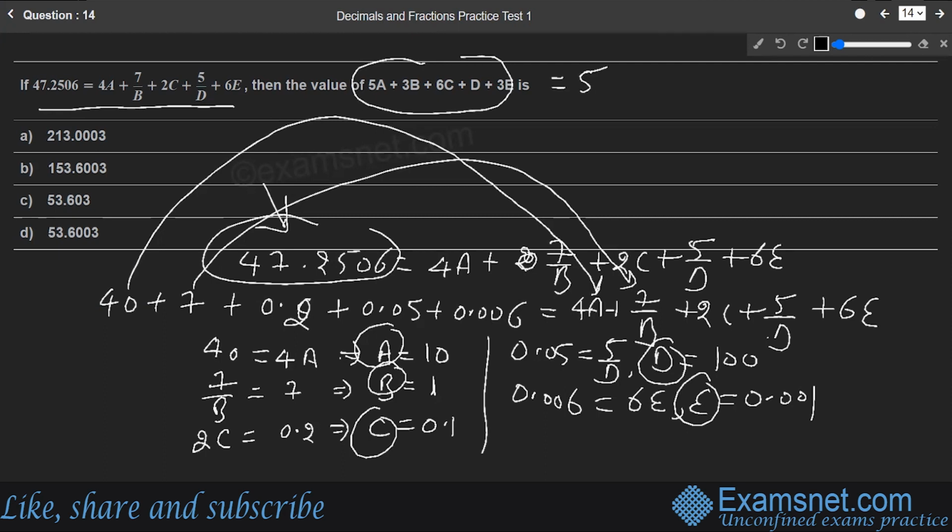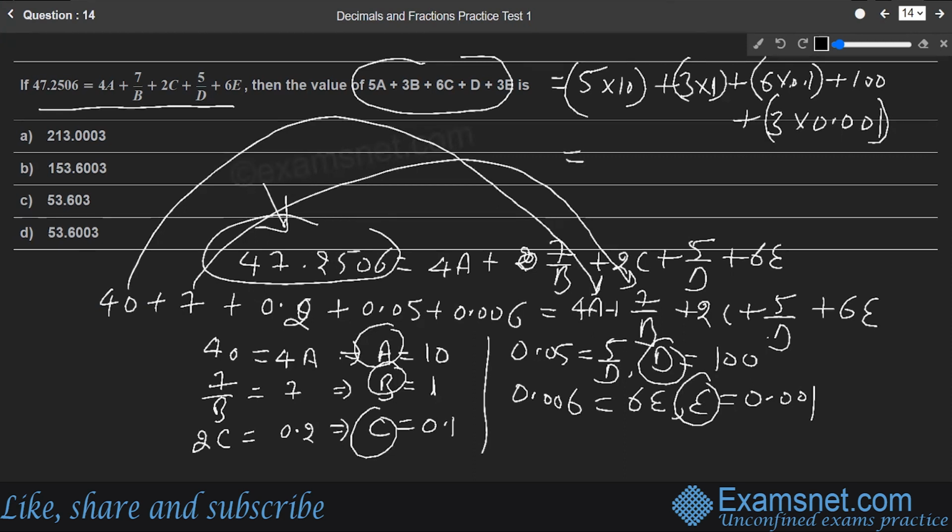5 times a, so it's going to be 5 into 10, plus 3 times b, so it's going to be 3 into 1, plus 6 times c, so it's going to be 6 into 0.1, plus d, so it's going to be 100, plus 3e, so it's going to be 3 into 0.001. Clearly we need to solve this. By solving all the terms, the ultimate result is coming out to be 153.6003. So that is the final answer, 153.6003.